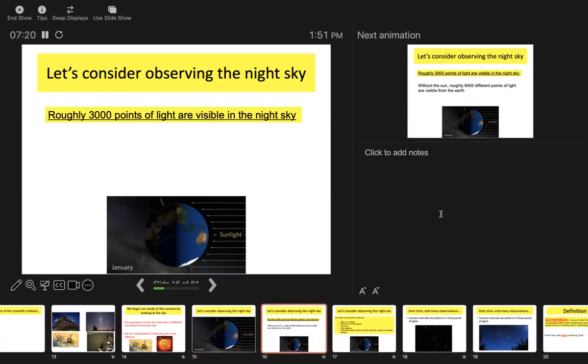Roughly, during the night, you can see about 3,000 things in the sky. Roughly. Like, when you do your sketches, I don't want you to be sketching 3,000 objects. And it also depends upon how well you can see. Like, even with my glasses, I don't see 3,000 objects. But on a good dark sky, there's 3,000.